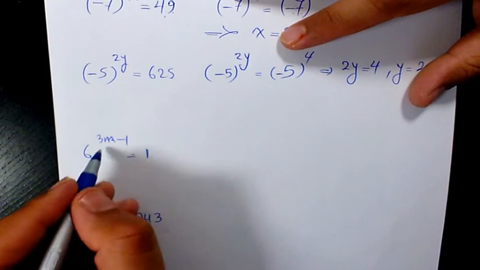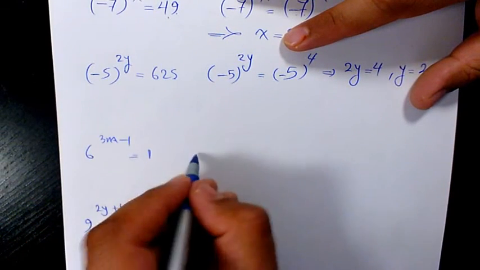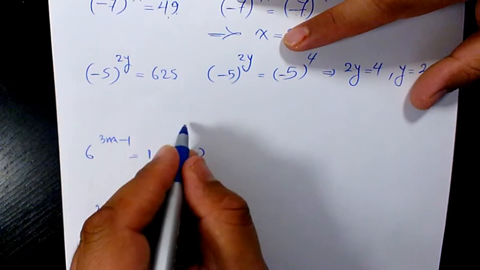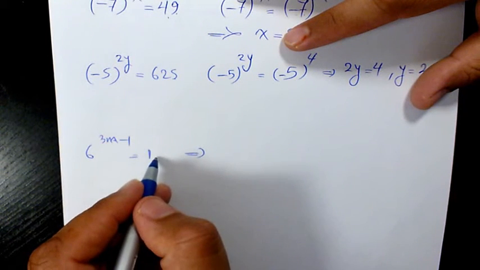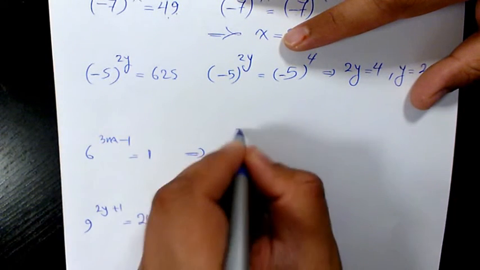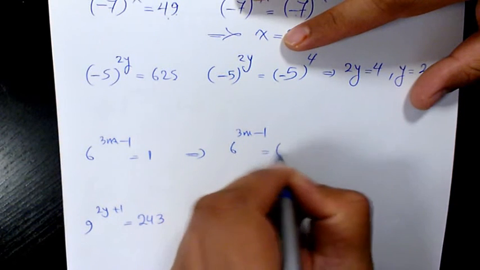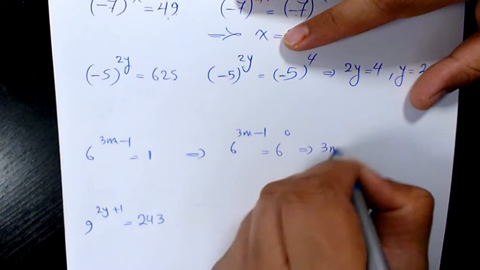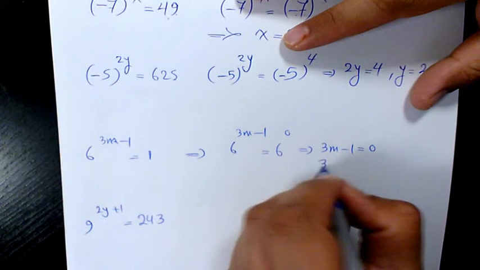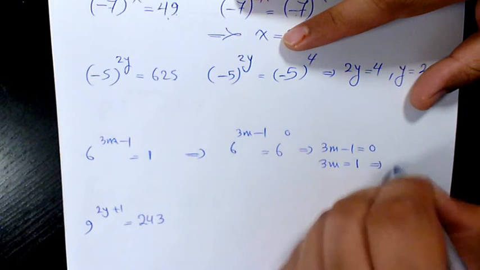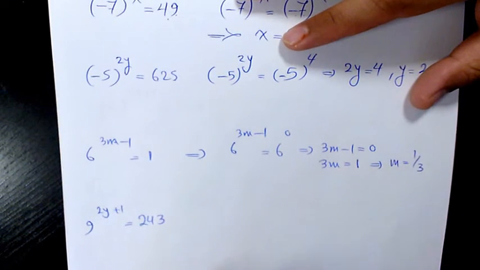Next one. 6 to the power of 3m minus 1 equals 1. 1 is the same as 6 to the power of 0, because the point here is to write the same base. So 6 to the power of 3m minus 1 equals 6 to the power of 0. So 3m minus 1 equals 0. 3m will be equal to 1. So m equals 1 over 3.